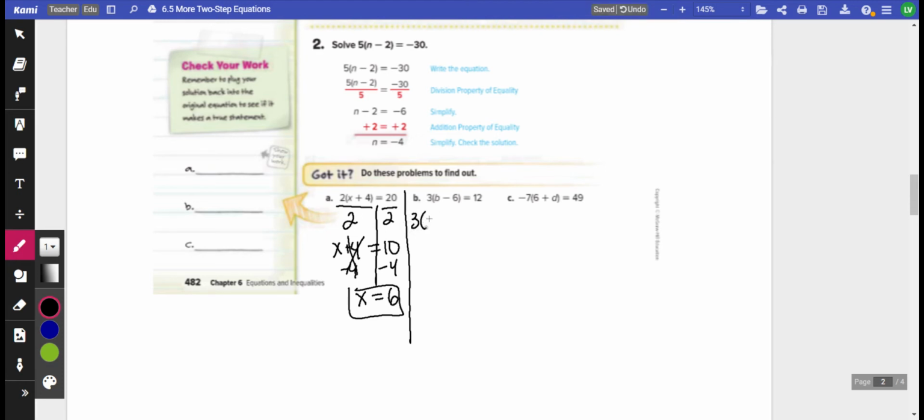Letter B, 3 times quantity b minus 6 equals 12. I'm going to extend my equal sign, and then divide both sides by 3. b minus 6 equals 12 divided by 3, which is 4. I'm going to add and make that into a negative 6. The opposite of a negative 6 is adding 6, or positive. b equals 10.